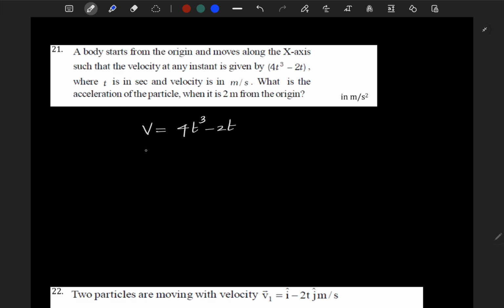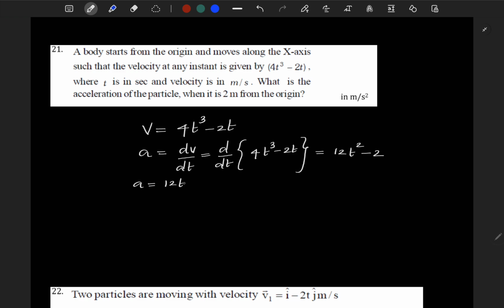So first we'll find the acceleration, which is the derivative of this, dv by dt. So d by dt of velocity, which is 4t^3 - 2t. You all know that the derivative of t^3 is 3t^2, which will give you 12t^2 - 2 as the acceleration. So the expression for acceleration is 12t^2 - 2.